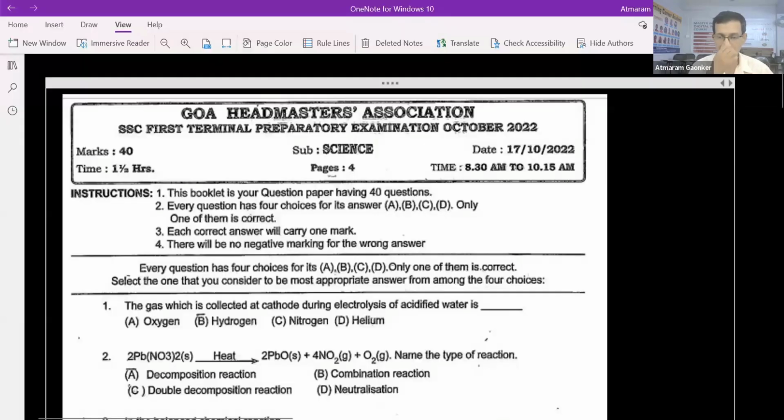So let me open the question paper for you. This is the question paper which appeared in a preliminary examination, and in this I will solve the whole of this.